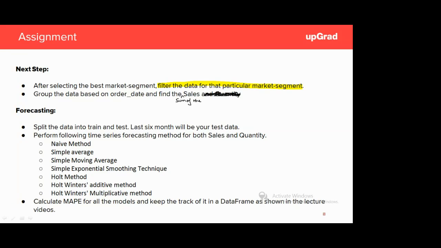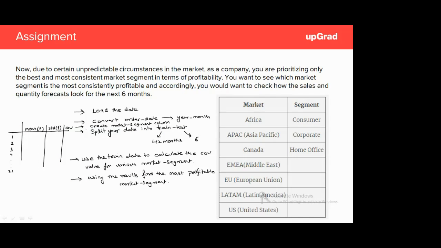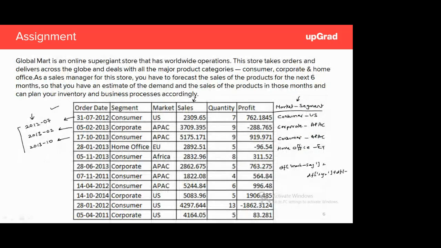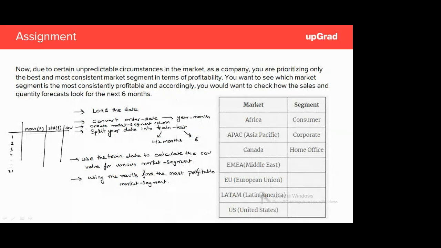Sorry, guys. Is everyone clear till this step? Let me just summarize what we have done. We have first of all loaded the data. Then we converted the order date into year, month, timestamp format. Then we created this new column which we are calling market segment. And now we are splitting the data into train and test, where train will have 42 months of data and test will have 6 months of data.